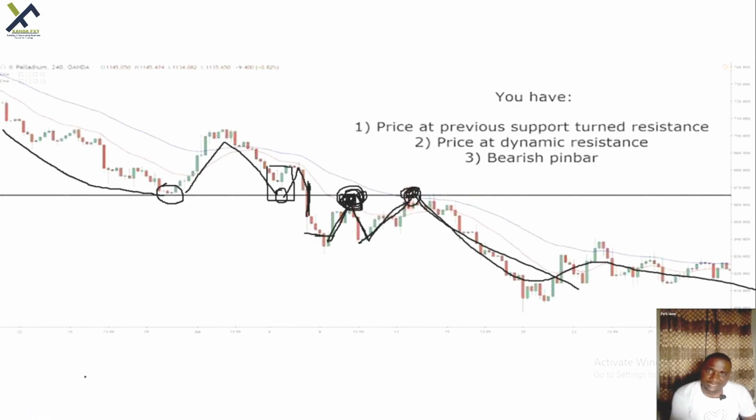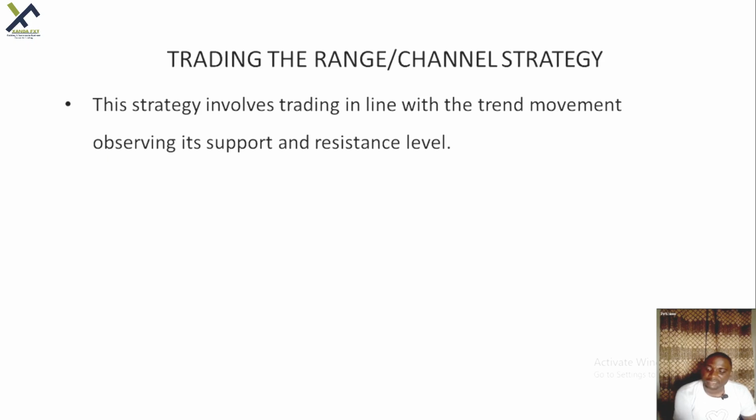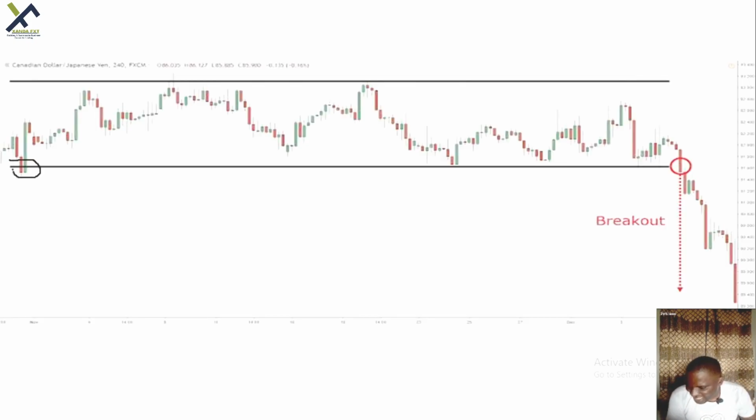Now let's go to the next strategy, trading the range or the channel strategy. Now this strategy involves trading in line with the trend movement, observing the support and the resistance line. Now let's look at it in the chart. The market was rejected here. Now as it moves up, you put your buy order. Coming here again, it was rejected, you put your sell order. Being rejected here, you put your sell here.